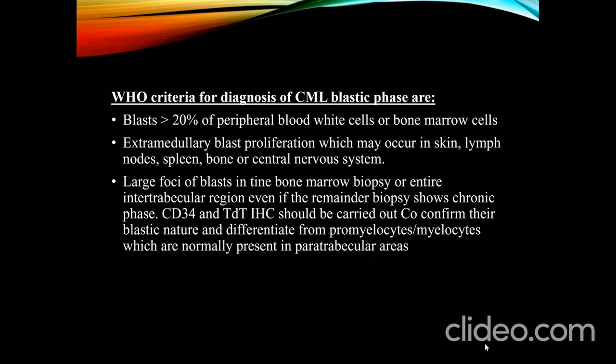WHO criteria for diagnosis of CML blastic phase are blasts more than 20%, extramedullary blast proliferation which may occur in skin, lymph nodes, spleen, bone, or central nervous system, large foci of blasts in bone marrow biopsy, or entire intertrabecular region even if the remainder biopsy shows chronic phase. CD34 and TDT IHC should be carried out to confirm their blastic nature and differentiate from promyelocytes or myelocytes, which are normally present in paratrabecular areas.